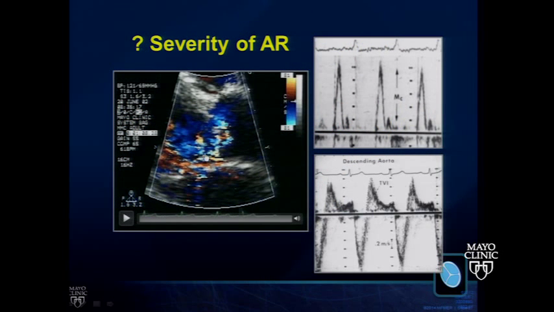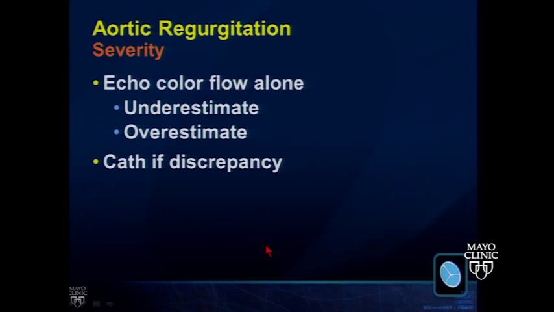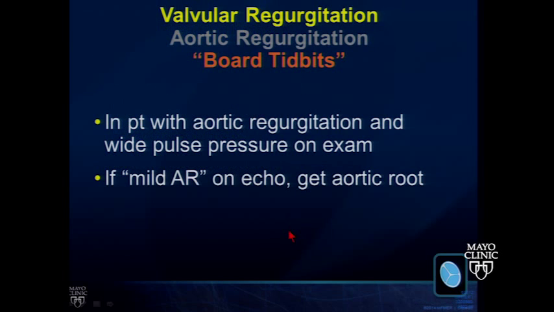not only the jet itself, and if it's going to be an eccentric jet, that might mislead you, but the reversal in the descending aorta is a very nice methodology to tell you that there's severe aortic regurgitation if you have reversal in the descending aorta on pulse wave Doppler itself. So remember, the echo color can underestimate and overestimate, and again, if you've got a discrepancy between the echo and your physical findings, cath with a good aortic root injection.